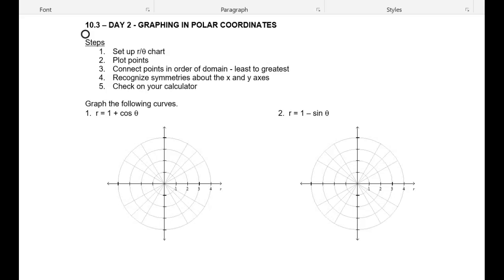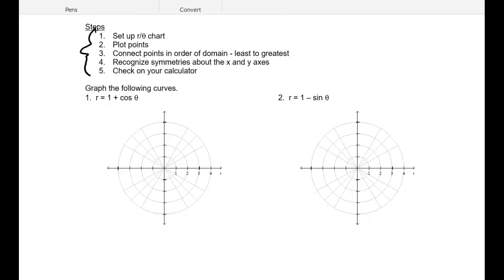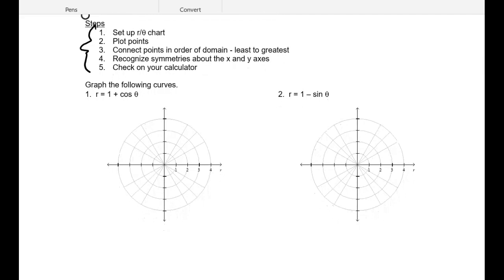So 2 main things today: graphing in polar coordinates equations, and taking the derivative of polar functions. You'll see here the steps are outlined for you at the top in terms of how we're going to do this. First thing it says is set up an R theta chart. So it's kind of old school. When you would have first learned how to graph in terms of XY, you would have set up an XY chart. We're setting up what we're going to call an R theta chart.